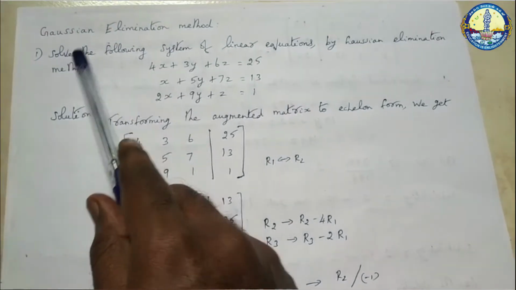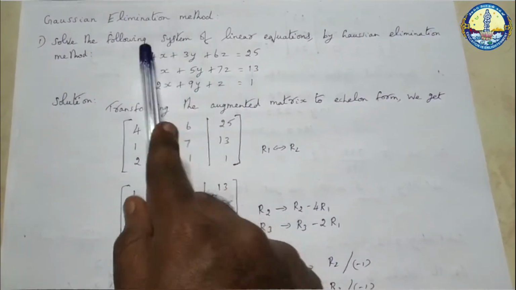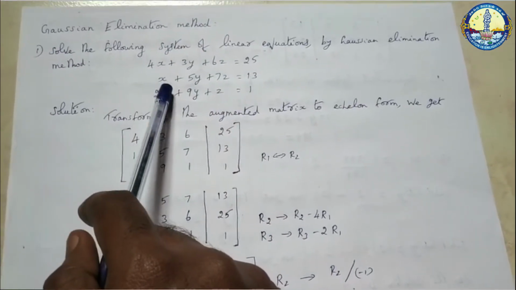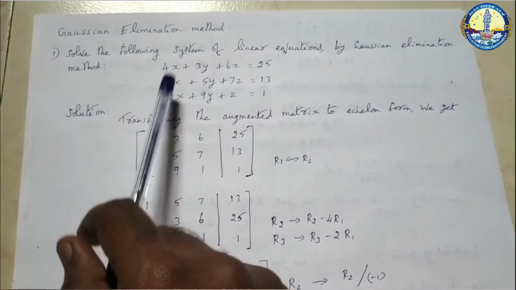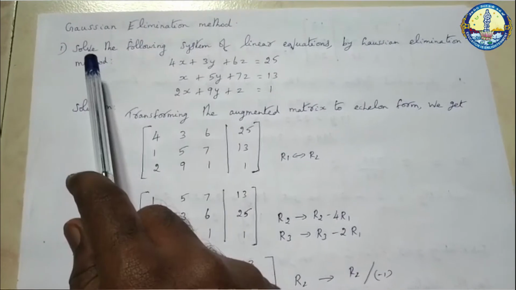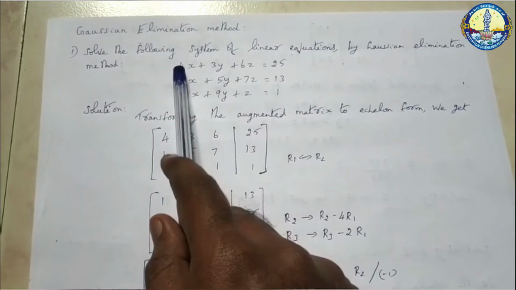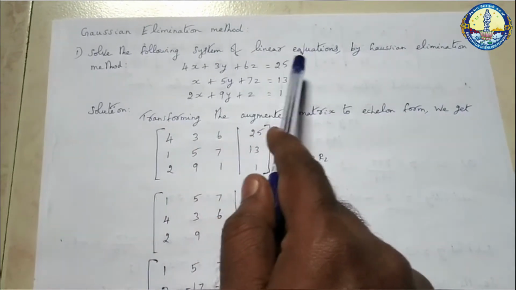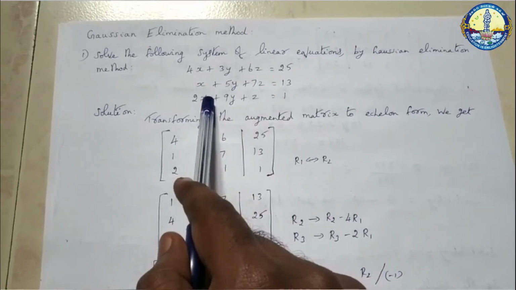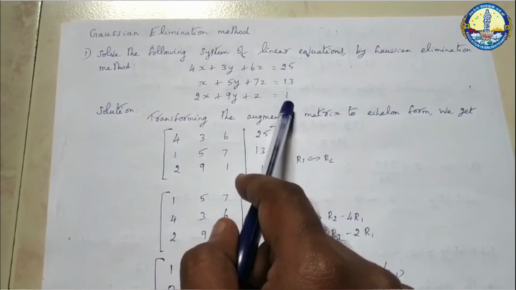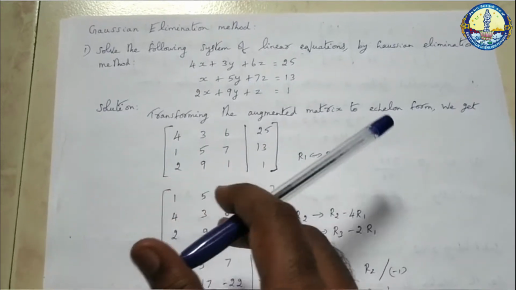So the next method is the Gauss elimination method. Here also we have a system of linear equations, and we have to find the solution using Gauss elimination. Previously we saw how to find the solution of a system of linear equations using the matrix inversion method and Cramer's rule. This is the Gauss elimination method. The question is: solve the following system of linear equations by Gauss elimination method: 4x plus 3y plus 6z equals 25, x plus 5y plus 7z equals 13, 2x plus 9y plus z equals 1. For Gauss elimination, we change the given matrix into row echelon form.